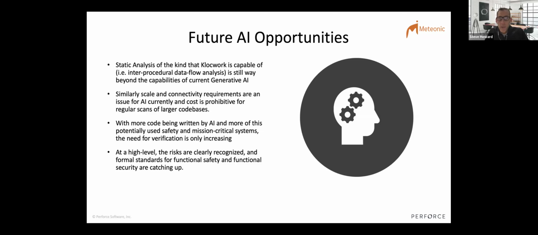But the point is that generally we are seeing more code being written by AI and more AI creeping into those mission-critical systems. So the need for verification of those systems is only increasing. At a high level, so we're talking about government level, the risks are clearly recognized. And the formal standards for functional safety and functional security are catching up. But encouragingly, we have the new ISO 8800 standard, which is being published at the moment. So we have the first example of functional safety catching up, which is really good to see.